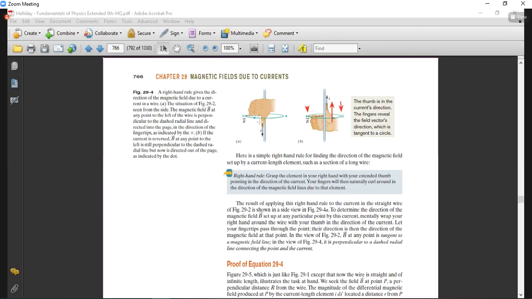In the same way, in figure A, if the direction of the current is downward, when we curl the right hand fingers, the fingers on the left side will be showing into the paper, so the magnetic field is into the paper there, while on the right side the magnetic field is out of the paper. So this is how we can find out the direction of the magnetic field.